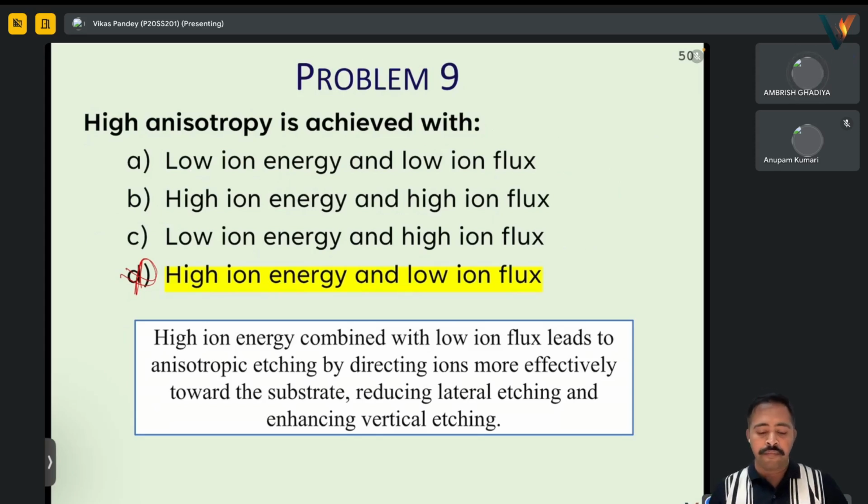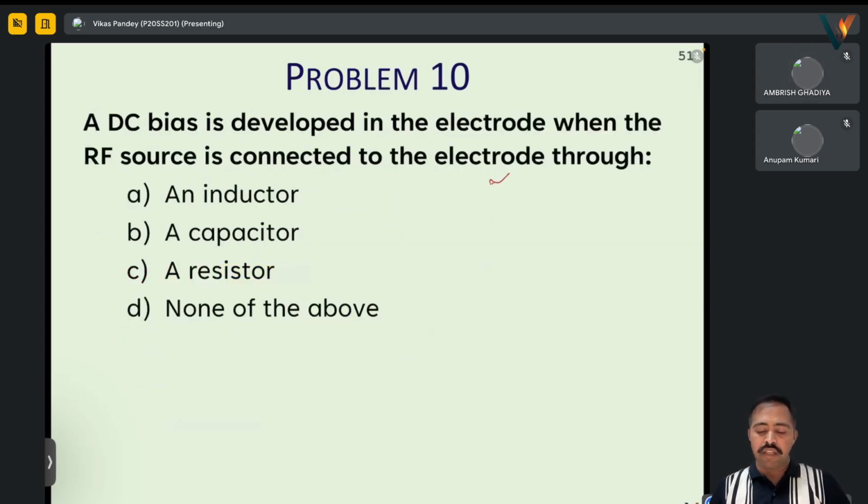So a DC bias is developed in the electrodes when the RF source is connected to the electrode through an inductor, a capacitor, a resistor, or none of these. A blocking capacitor is used. In that case, a DC bias is developed in the electrode.